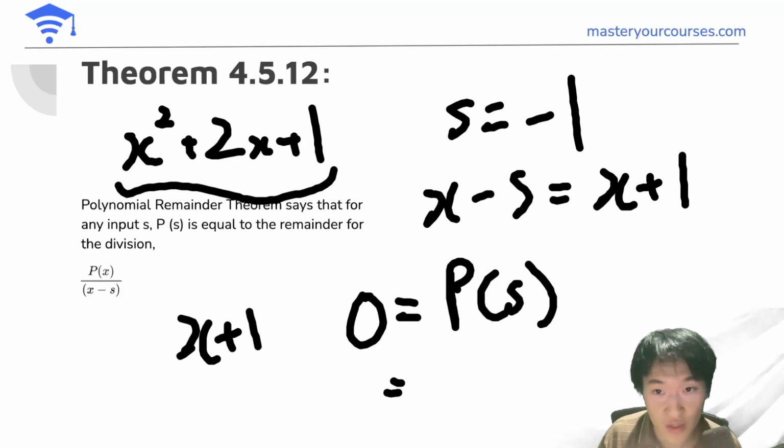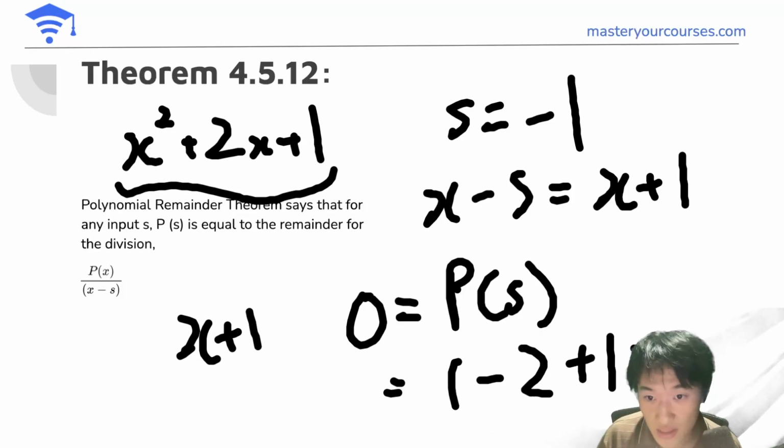Well, is that true? If you put negative 1 into these, you get 1, because negative 1 squared is 1, minus 2 plus 1 equals 0. I'm not going to be doing a proof of this, but this is a good way to check whether or not your answer to the division is correct, and to quickly find the remainder given a polynomial division.